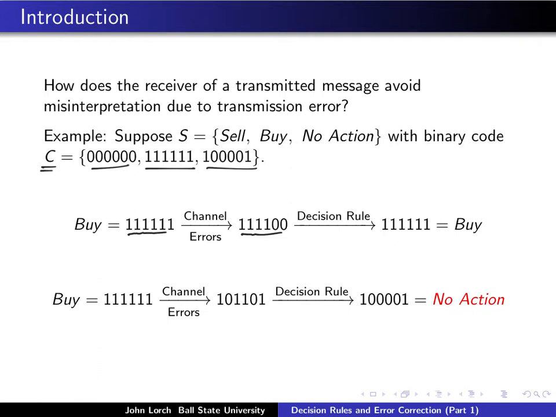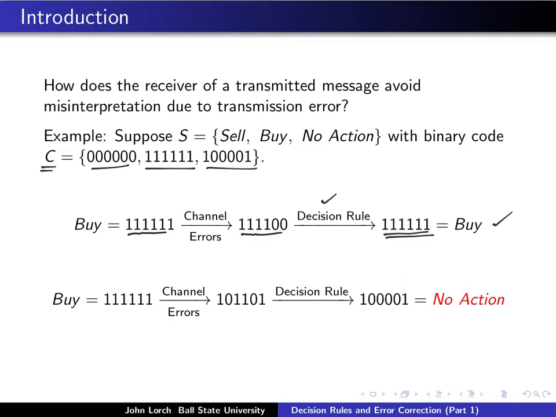The receiver then takes this string and realizes that this is not one of the code words. So he or she must then make a decision. That is, apply some method where they choose one of the code words that they think corresponds to this message. So here the receiver has decided that this was the intended code word. And here all is well, right? Because the receiver also got the message buy, which was the intended message.